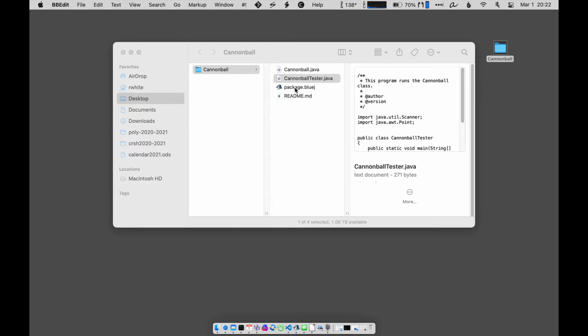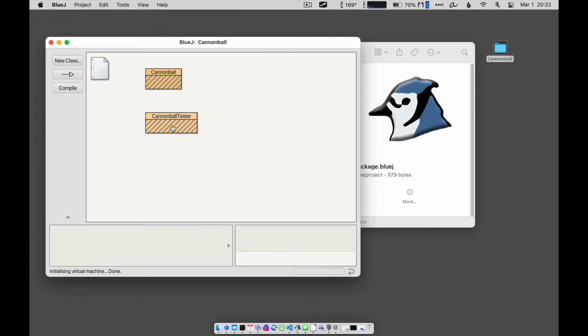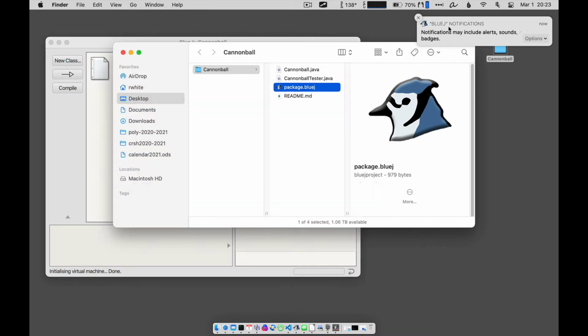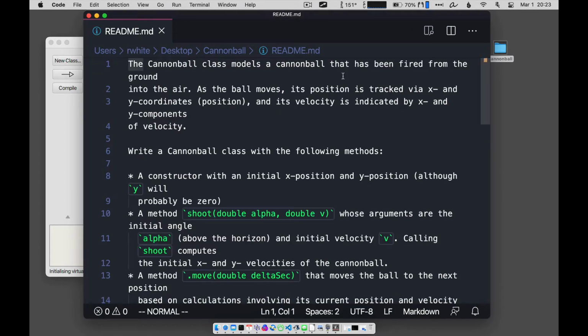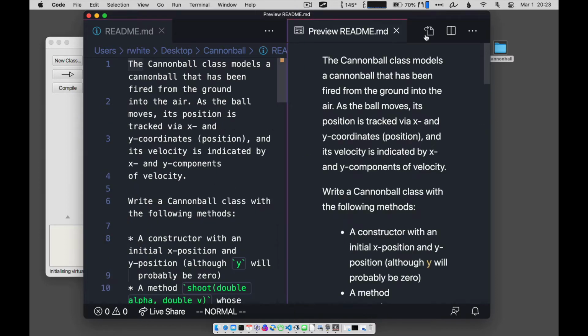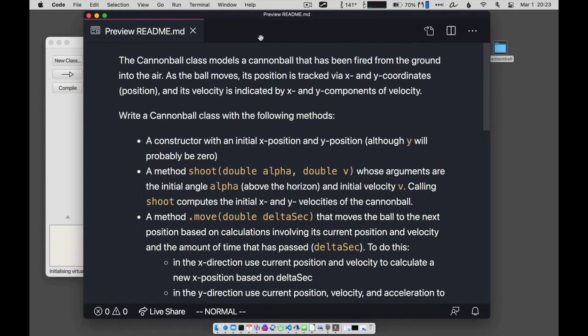I'm going to go ahead and launch this as a BlueJ project there. So there are those two files. And let's take a look at this README file. I'm going to open this up and see what's here. Yeah, this might be a markdown file. So let me take a look at this in VS Code.